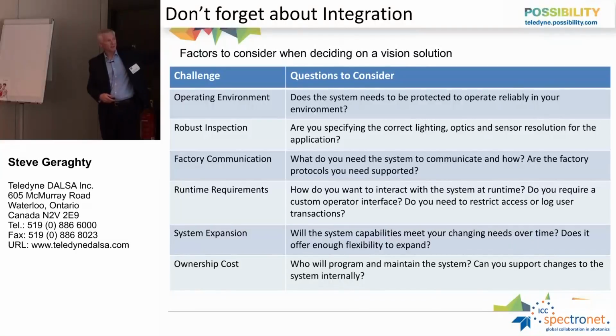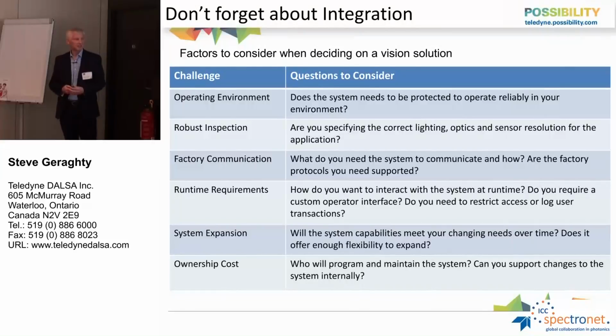How do you interact with the system at runtime? Operator interface we talked about. Is the system going to change? Is it possible that after a few months you have a new part that you want to inspect and the system is no longer capable of doing that? Have you planned for that expansion? It's very important. And finally, what is the ownership cost? That's how long it takes you not only to implement it, but to support it. Who are you going to have to train? What happens if the guy implementing it leaves? Who's left holding the project? So these are all factors to consider when developing vision systems.